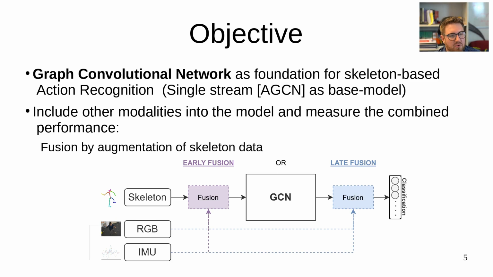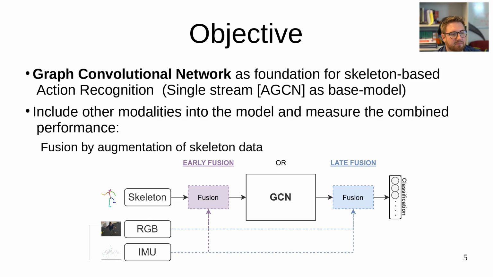Our objective is motivated by the success of Graph Convolutional Neural Networks that usually build state-of-the-art results on action recognition approaches, especially when dealing with skeleton-based action recognition. Our objective now is to incorporate and fuse additional modalities into the skeleton graph, which has not been done previously to the best of our knowledge.